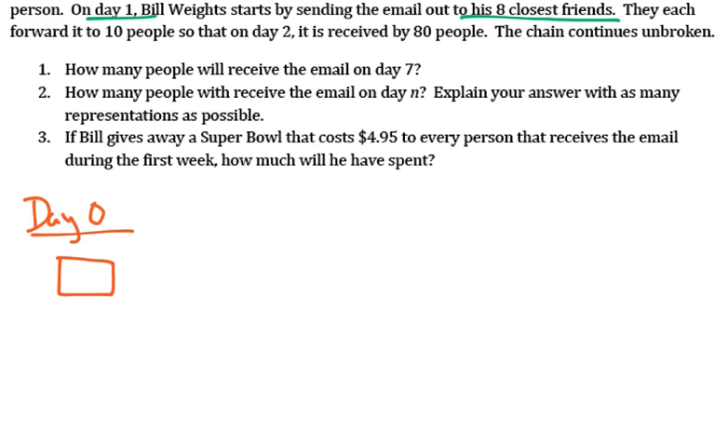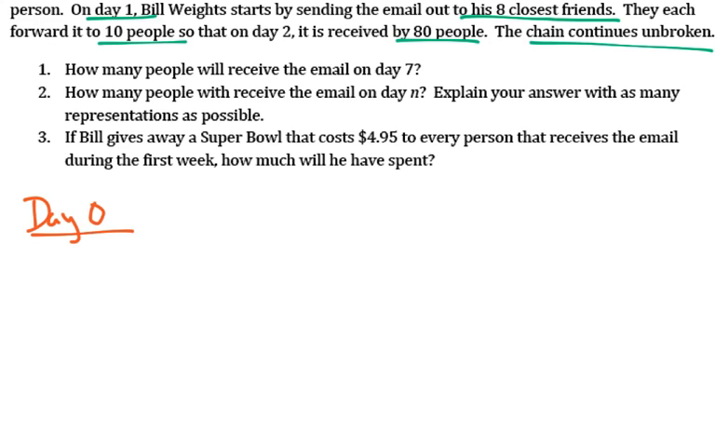So, actually, we're going to have to think a little differently here, aren't we? Okay, let's call that... So, day 1, he had the 8 closest friends, and he forwarded it to 10 people. So 80 people get it, and then they keep doing that. Every one person is forwarding it to 10 people. But on the first day, Bill Waits only sent it to 8 people. So let's start with that.